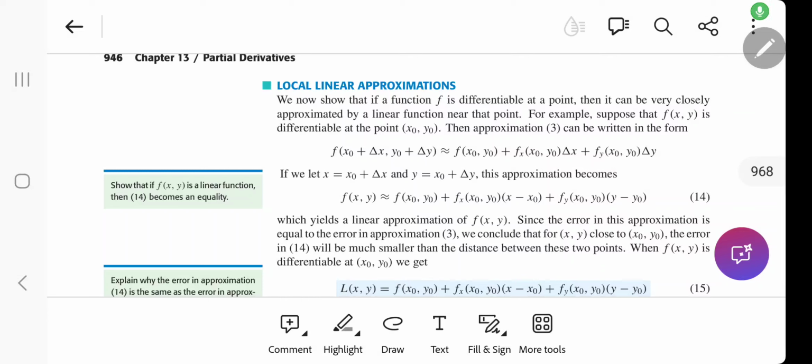Hello, good morning. Another topic we left for your own study was local linear approximation. Local linear approximation, or local linearity, you can see in the heading.